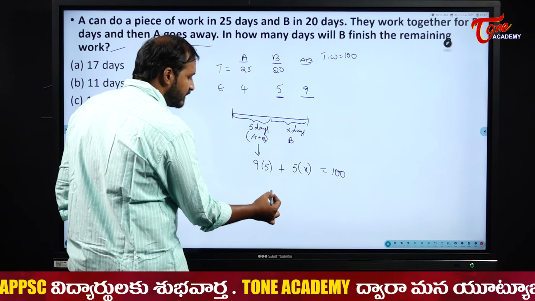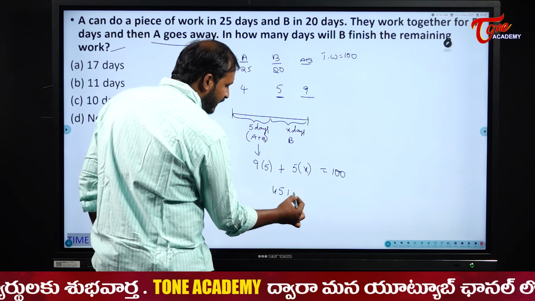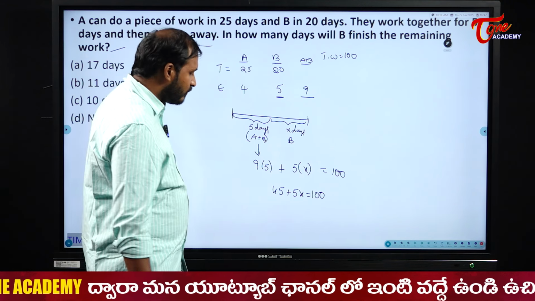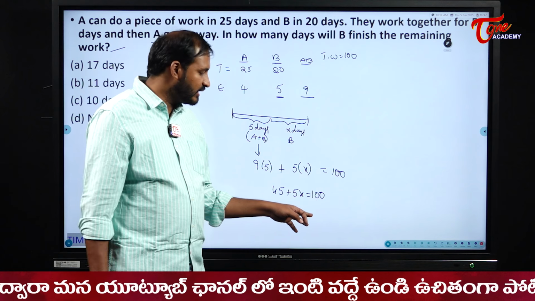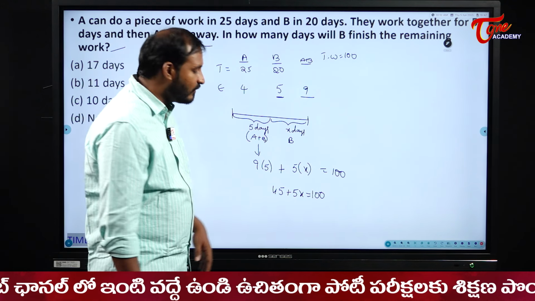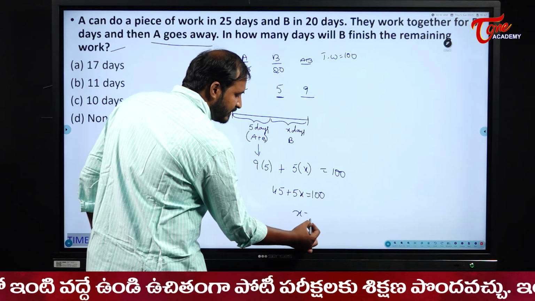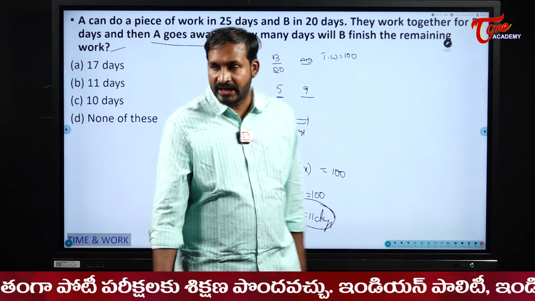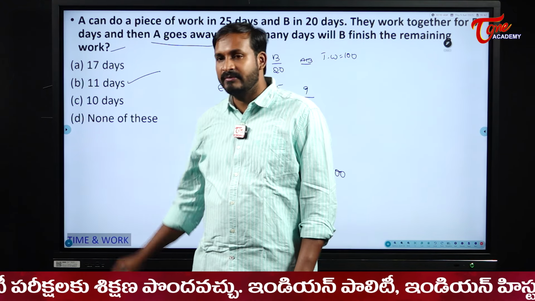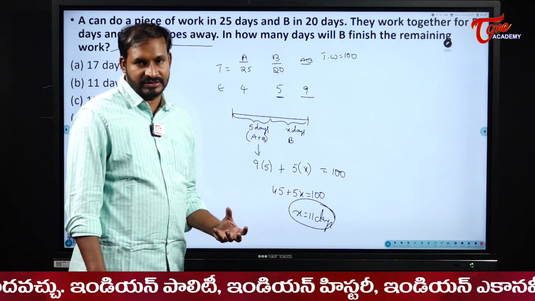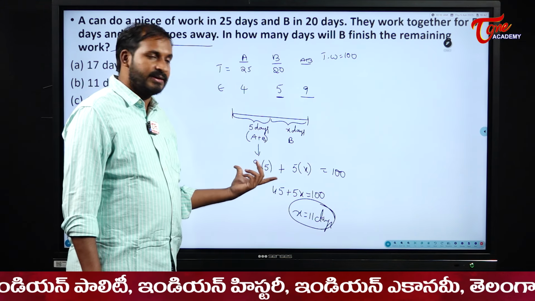So now what happens here? 45 plus 5x is equal to 100. When I send 45 to the other side, it will become minus 45. So 55. X will become what here for me? 11 days. That means the remaining work will be finished in how many days? 11 days. Directly we will get the answer. Understood, students? Based on the question, we will draw a timeline.